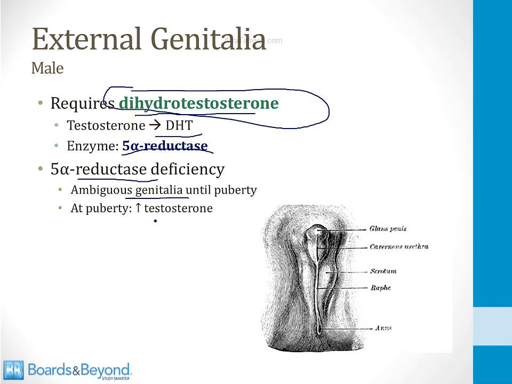At puberty, there's usually a rise in testosterone levels, and they may be able to create enough dihydrotestosterone to drive formation of male external genitalia, but at birth, they have ambiguous genitalia because they can't form dihydrotestosterone.